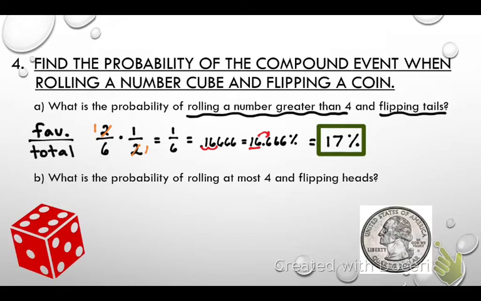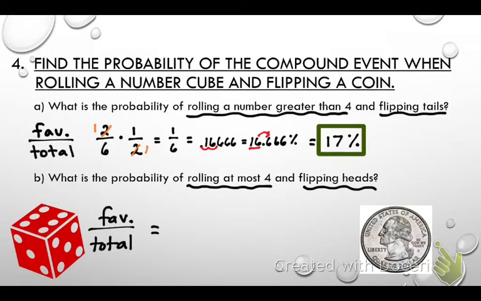Let's look at problem B. What is the probability of rolling at most a 4 and flipping heads? Once again, this is a compound event. I would like you to identify, just underline what two things it is that we're looking for. Once again, we're using the same formula, favorable divided by the total number of options. Michaela, rolling at most a 4. How many numbers on here are at most a 4?